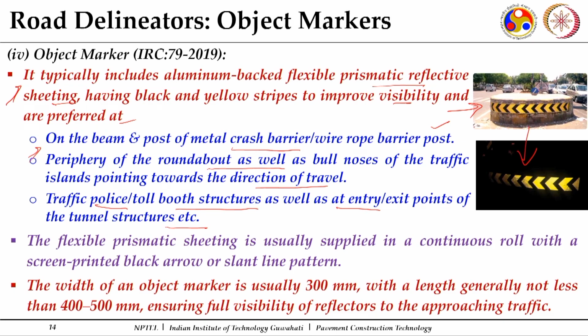The flexible prismatic sheeting you can see here is usually supplied in a continuous roll with screen-printed black arrows. Because it is a yellow sheeting, these black arrows are screen printed on it in a slight line pattern. There are also some typical requirements: the width of an object marker is usually 30 centimeters with a length generally not less than 40 to 50 centimeters, because it should be clearly visible from a far away distance, ensuring full visibility of reflectors to the approaching traffic.